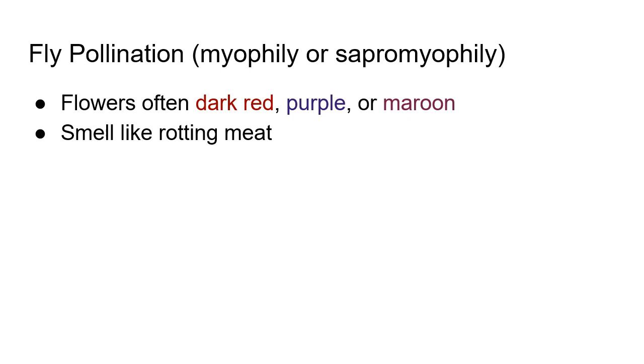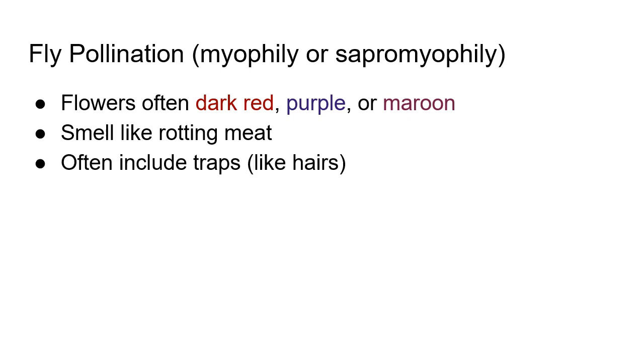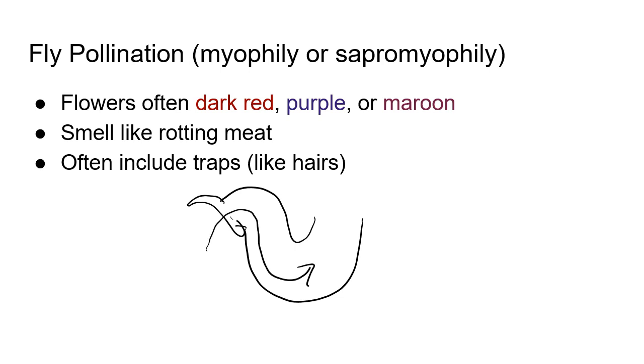So the flowers tend to be dark red, purple, or maroon, and they often have a scent like rotting meat. Their general morphology usually includes a trap. So you might have a pipe vine flower, which has a little U bend in it and a little lid. So when a fly flies in here, it feels stuck and it's going to bump around as much as possible. And in that process, it's going to deposit pollen and pick up pollen, and then it will eventually escape.